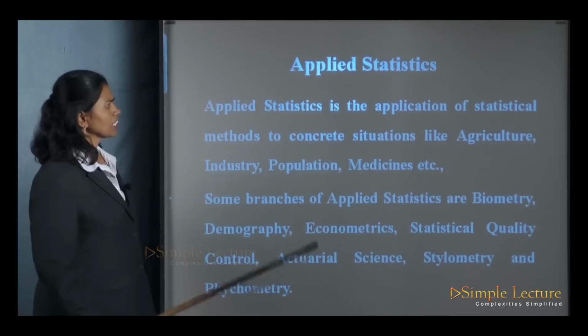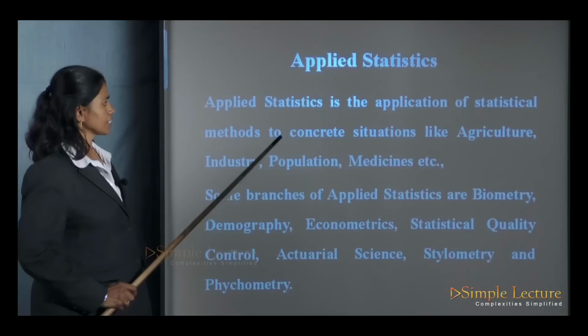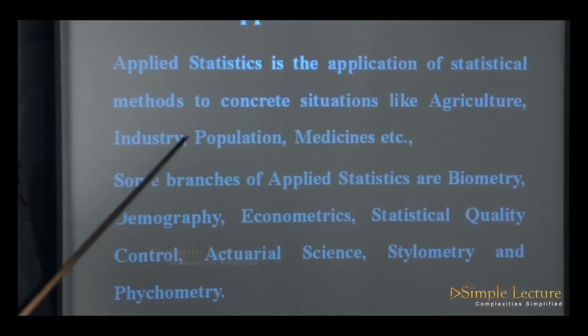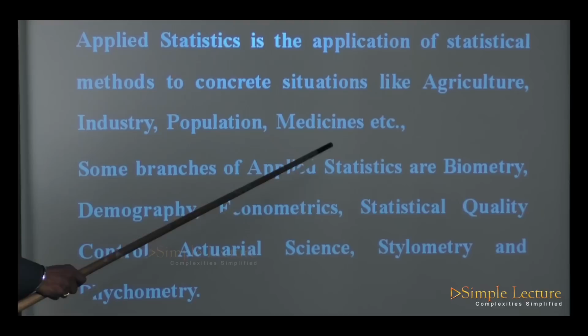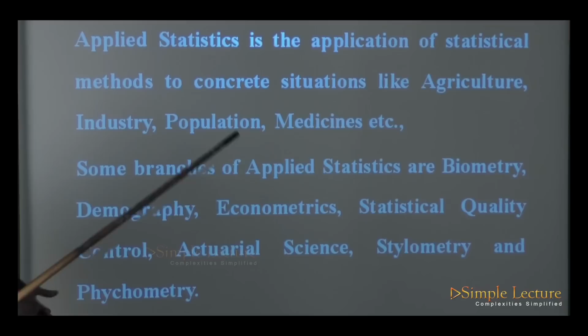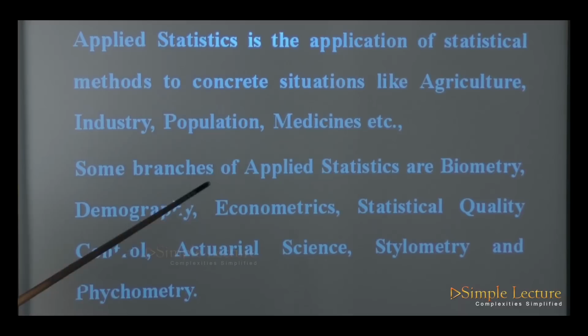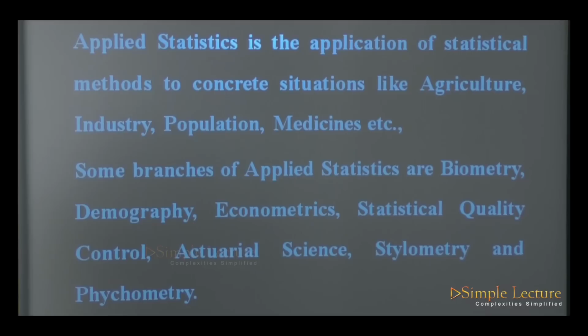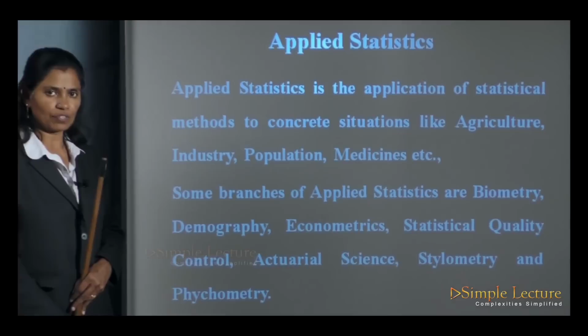Now, we will talk about applied statistics. Applied statistics is the application of statistical methods to concrete situations like agriculture, industry, population, medicine, etc. In almost every facet of life, we are using statistics. How we use statistics, how we get the solution and how we get the interpretation is called applied statistics. Some branches of applied statistics are biometry, demography, econometrics, statistical quality control, actuarial science, stylometry and psychometry. In these areas, after applying statistical methods, we can get valid inferences and take better decisions.